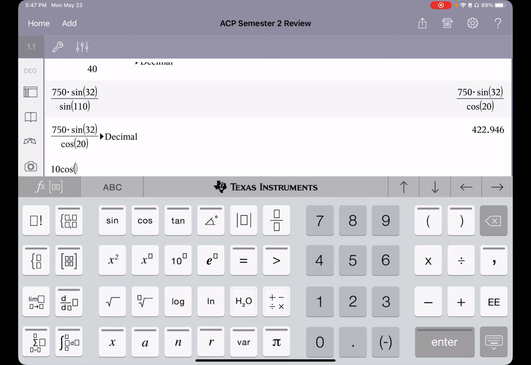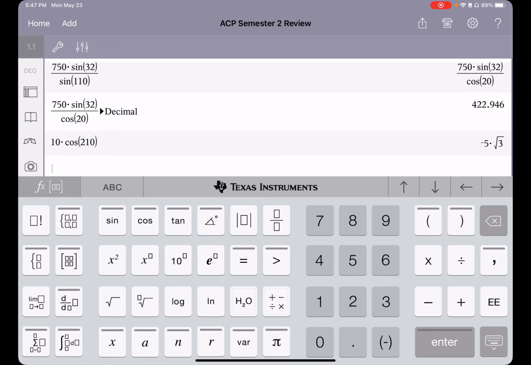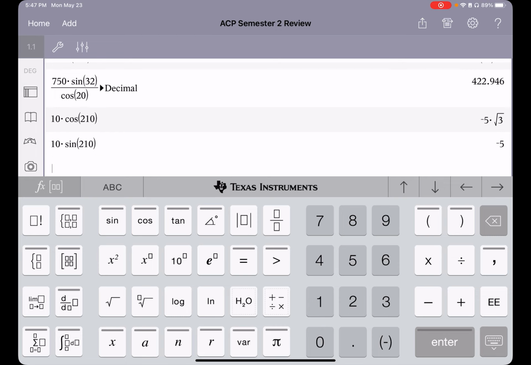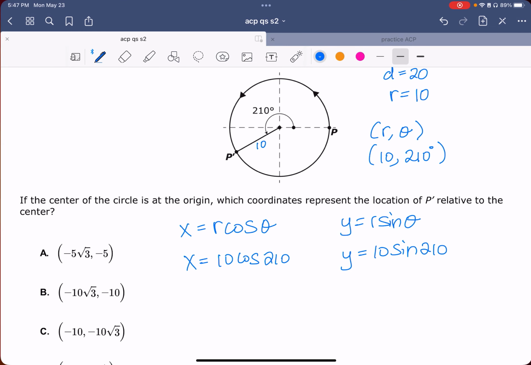10 cosine 210, and the calculator has to be in degrees because 210 is in degrees. Mine is already in degrees, so I'm not going to change it. And then 10 sine 210. Okay, so it needs to be -5 square root of 3, and -5. And the only one that has that combination is A, as in apple.